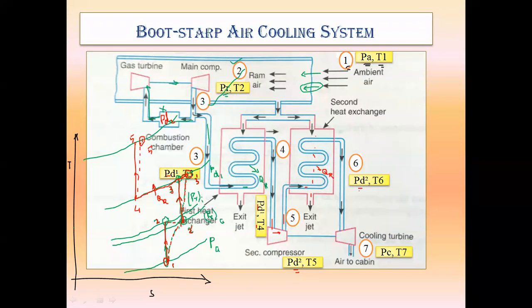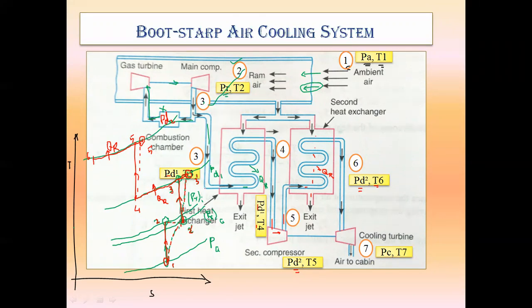and because of the same, pressure at the outlet of second heat exchanger will be the same, PD2. Only temperature will go on decreasing, T5 to T6. So somewhere here I will get the point number 6. So this process is nothing but constant pressure heat rejection inside the second heat exchanger. So I will get the point number 6 as this point.